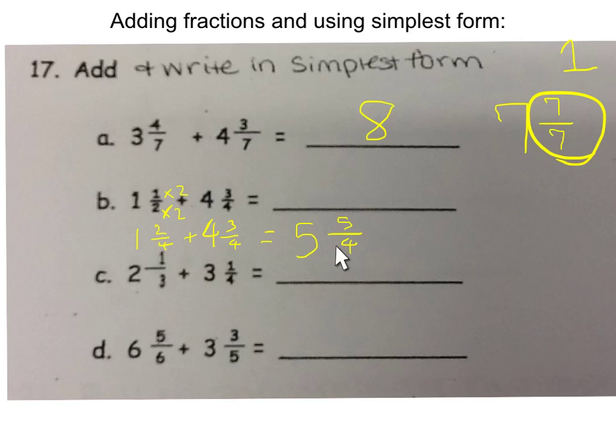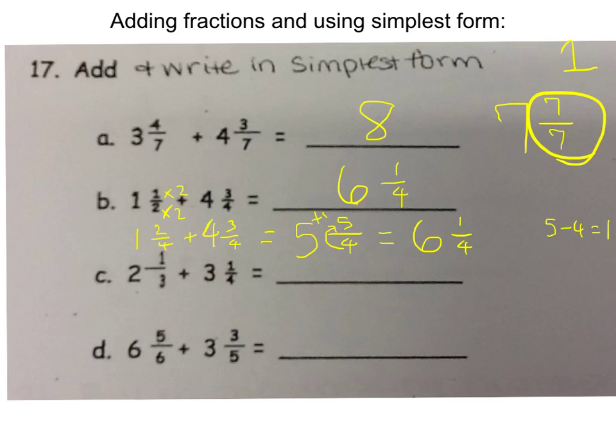However, I notice that 4 can go into 5 one time, and there's going to be a remainder, so I need to rename this fraction in simplest form. 4 goes into 5 one time, so I'm going to add 1. 6, 4 goes into 5 one time, and there is 1 left over. So I have 6 and 1/4 as my answer.